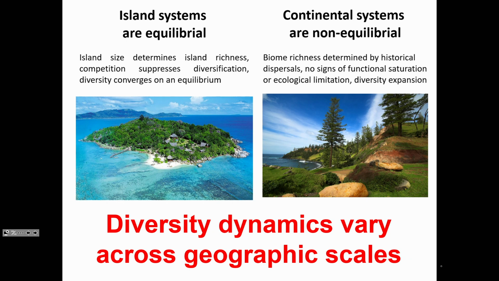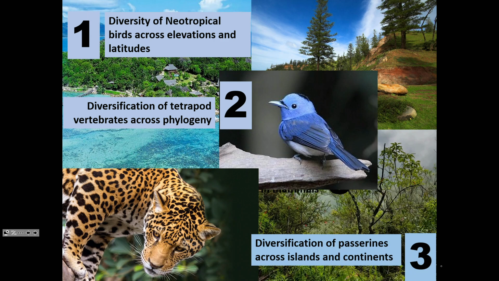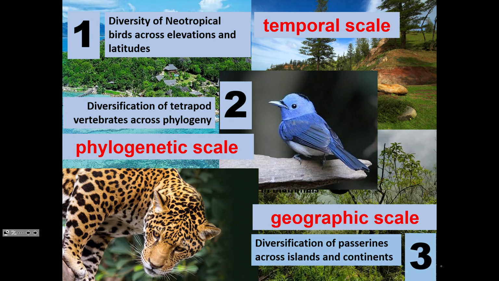This suggests that the diversity dynamics vary across different geographic contexts, islands and continents, and potentially across geographic scales. We saw 3 studies today. The first one looked at diversity dynamics across elevations and latitudes, across the phylogeny, and across islands and continents. Here we saw that the diversity dynamics in the past and in the present are different from each other, right? The diversity dynamics change with the temporal scale.